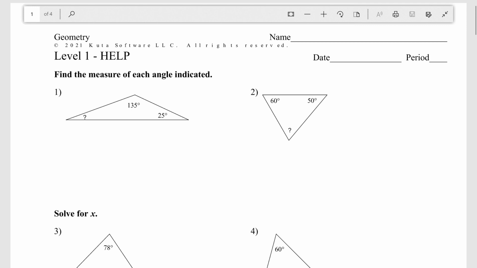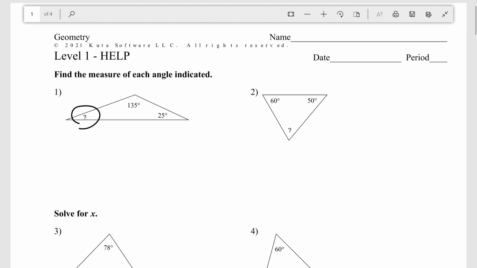Hi everybody, in this video we're going to walk through some of the problems from the Level 1 worksheet. So let's start here. With number 1, we have a couple of triangles saying to find the measure of each angle indicated. So as we can see, for number 1, we are going to be solving for that missing angle.